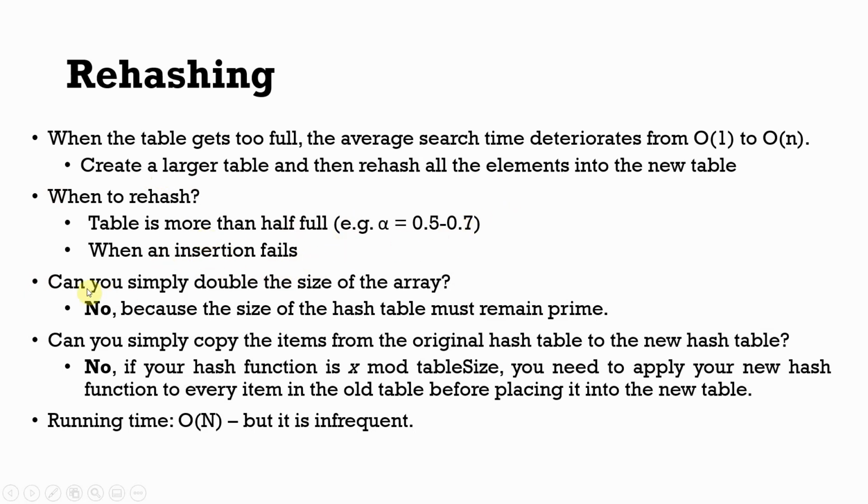So is it as simple as doubling the size of the array? No, because we want the size of the hash table to be prime. Is it as simple as copying the items from the original hash table to the new one? Again, it's not, because if our table size is going to be different, our hash function is going to be different, right? Let's say our original hash table size was 11. If we want to resize it, it's going to be 23. Then our original hash function was mod 11, now it's going to be mod 23. So everything is going to be different.